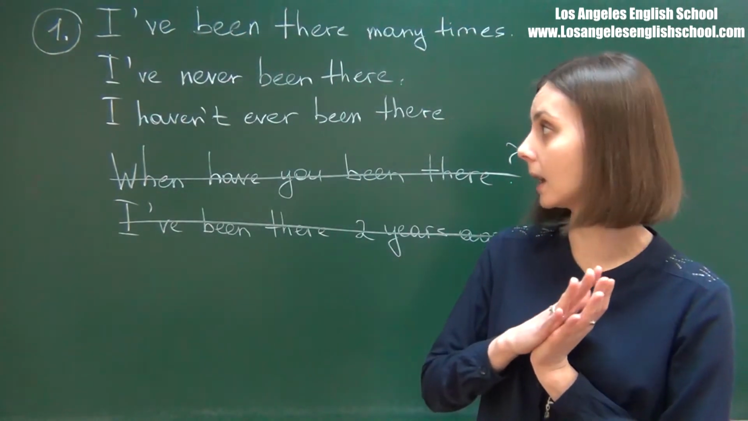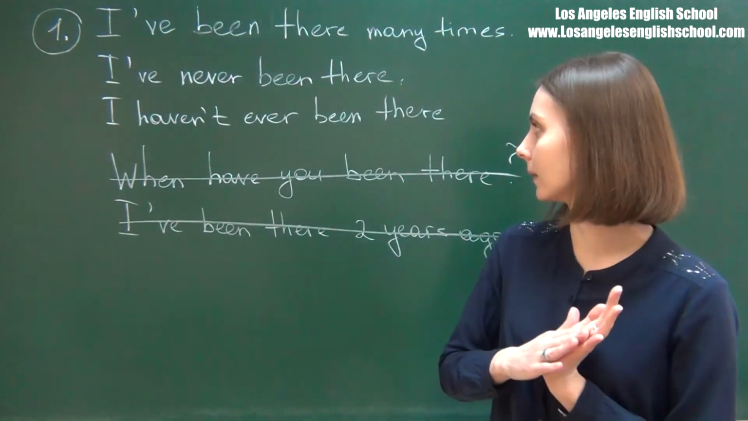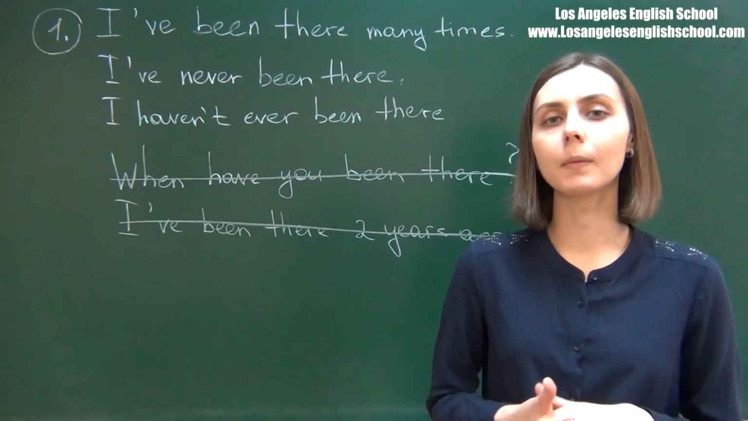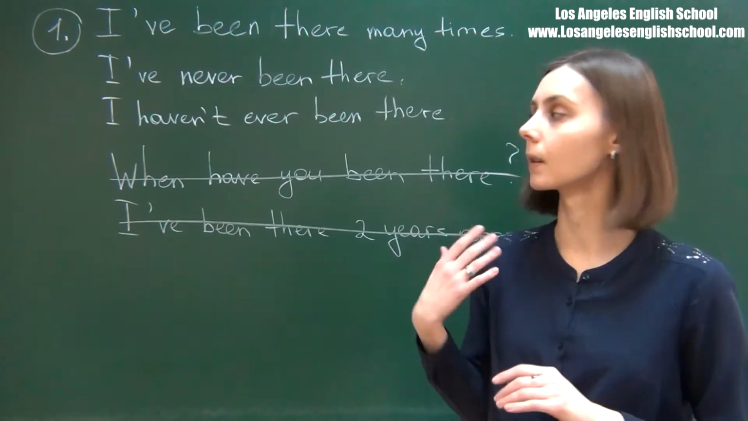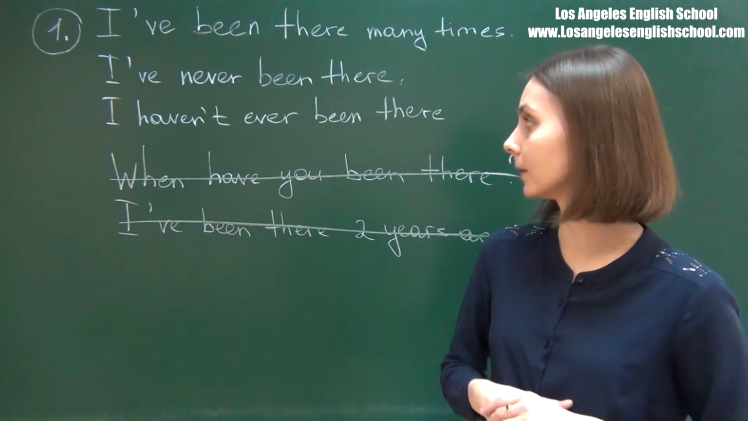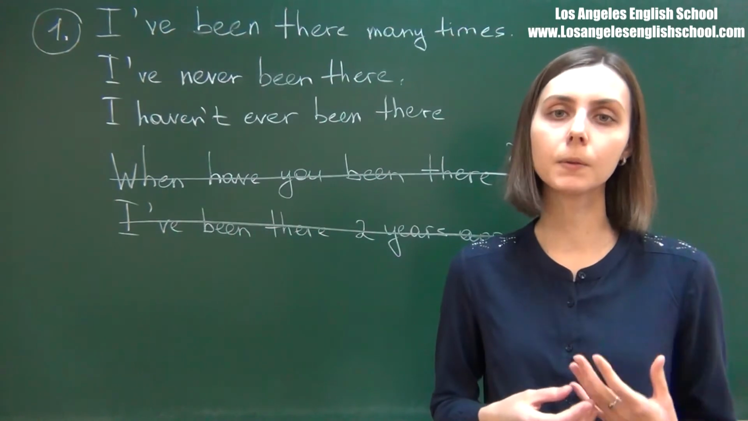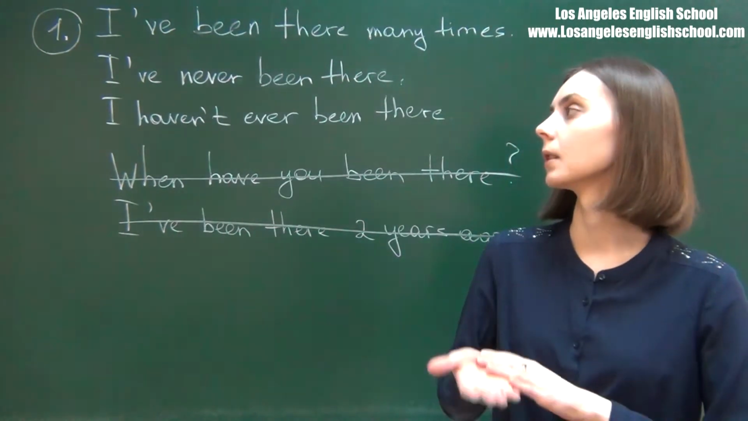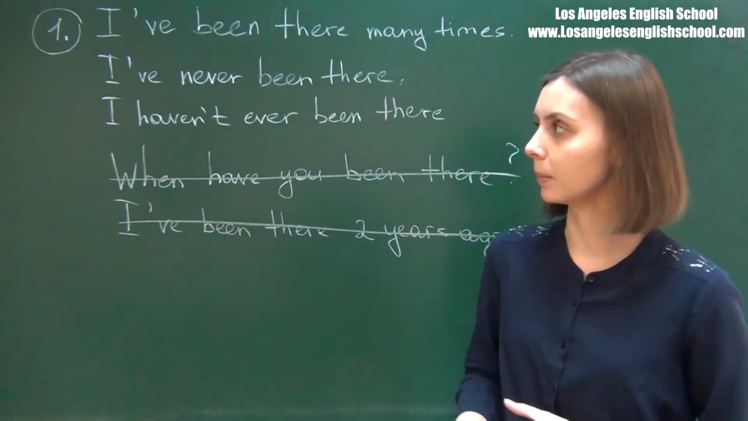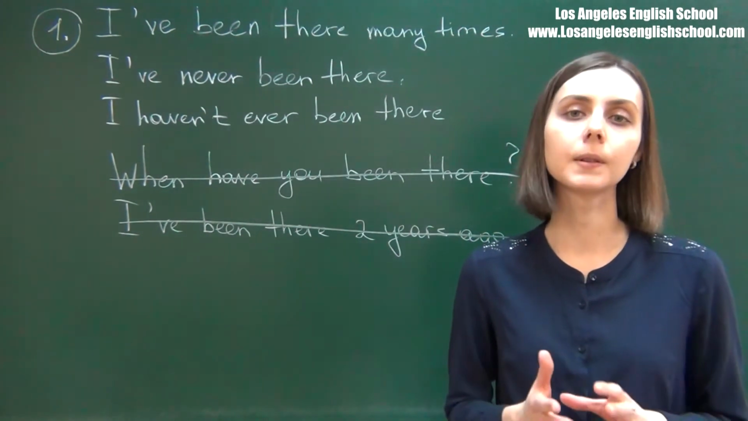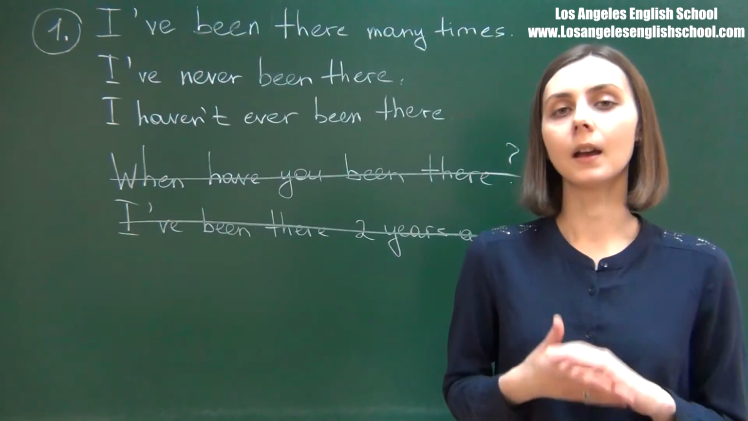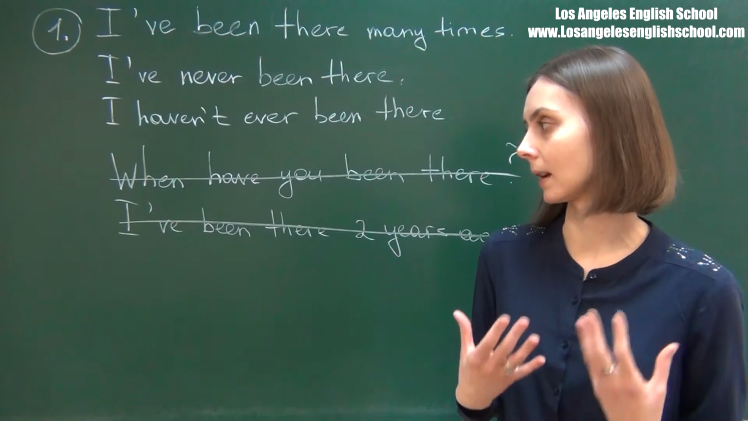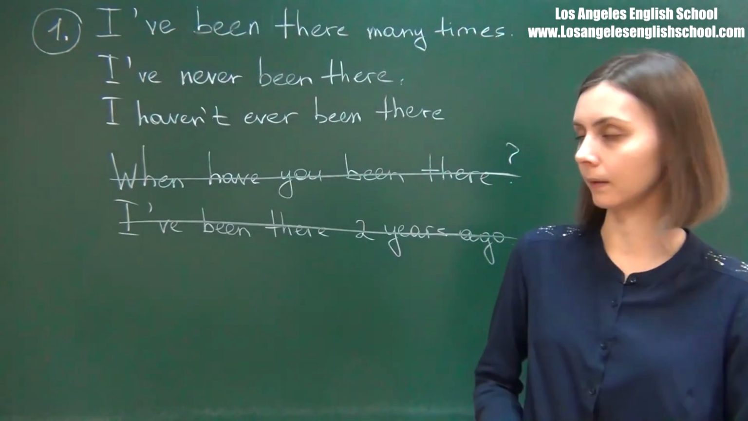You can also say, I haven't ever been there, but I don't hear this construction very often, but it's also correct. You can say, I've never been there, or I haven't ever been there. Both options are okay.